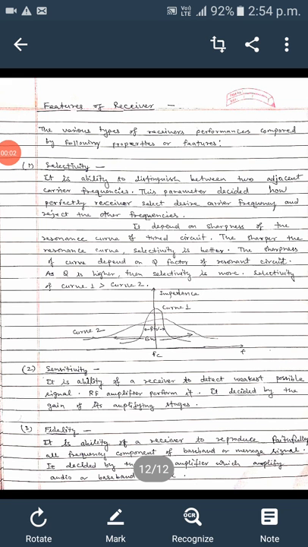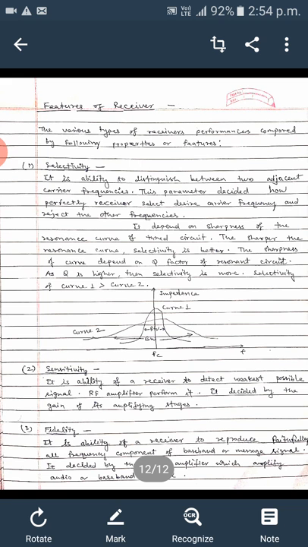Students, next topic is the features of receivers. It means what features are required in the receiver to show the performance of the receivers. We can compare the various receivers' performance using the following parameters. Number first is the selectivity, second is sensitivity, and third is fidelity.